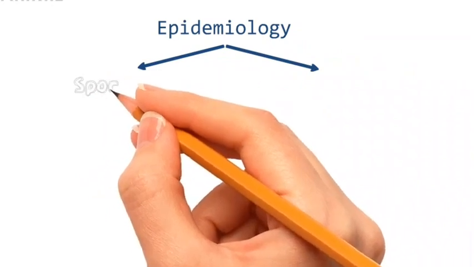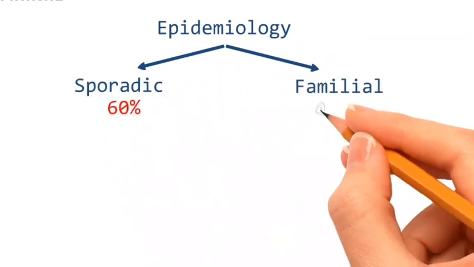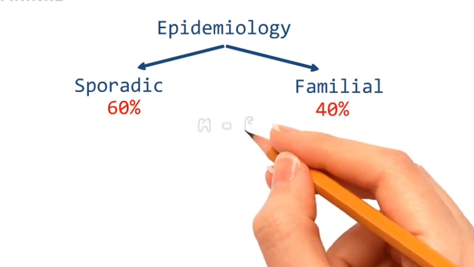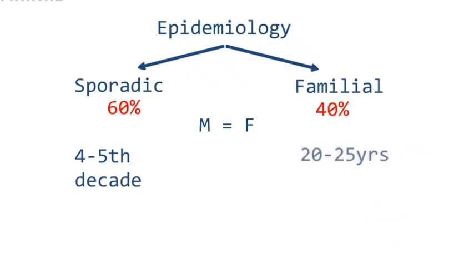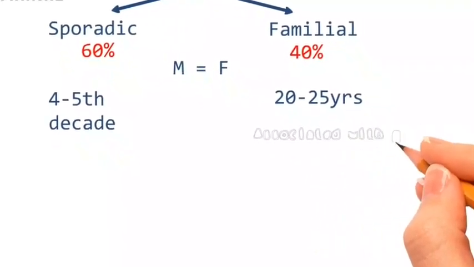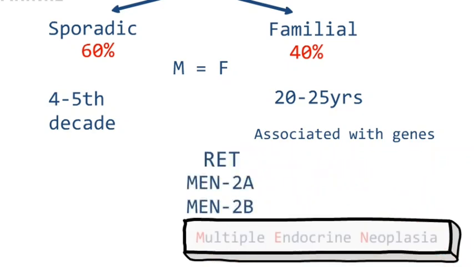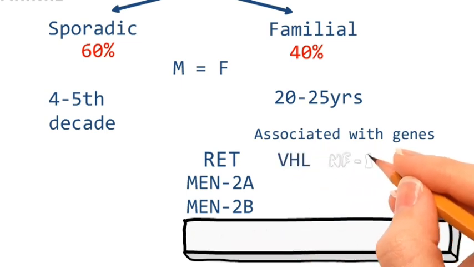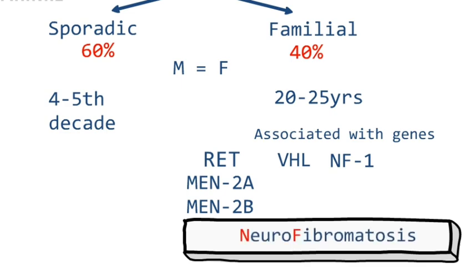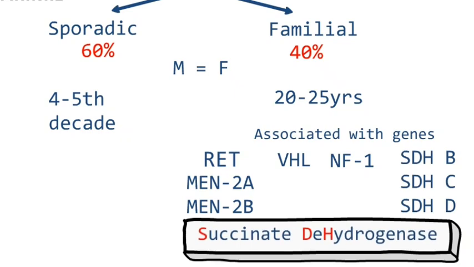In pheochromocytoma, 60% of the cases occur sporadically, while 40% is familial, with equal predisposition in males and females. Sporadic cases occur around the 4th to 5th decade of life, while familial occurs around 20 to 25 years. It is associated with mutation of the following genes: RET gene causing MEN syndrome, VHL gene, NF1 gene, and SDHB, C, and D.